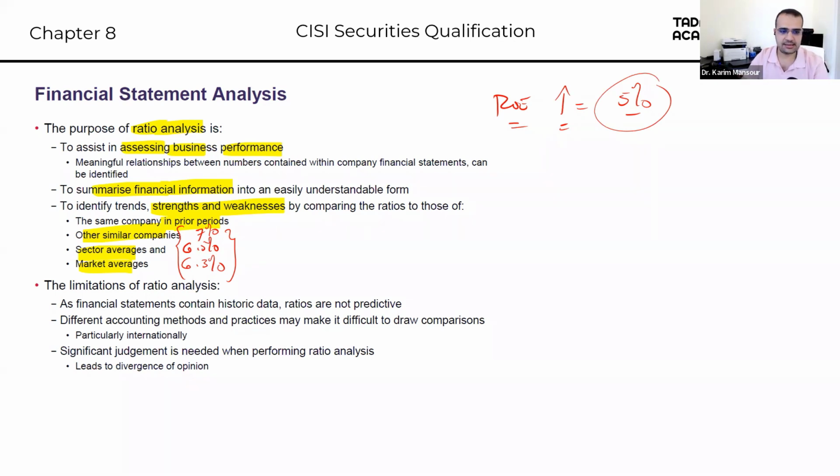Limitations of the ratio analysis. Ratios use historic data, most of them. So this is just in the past. And of course, the past is not indicative of the future.